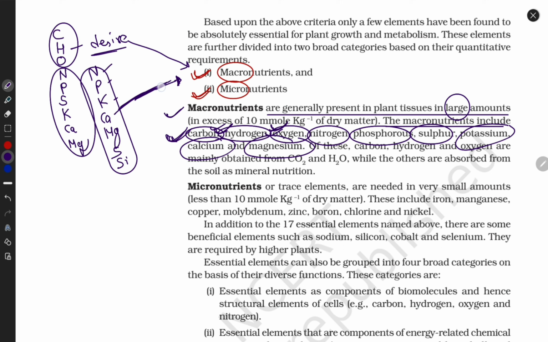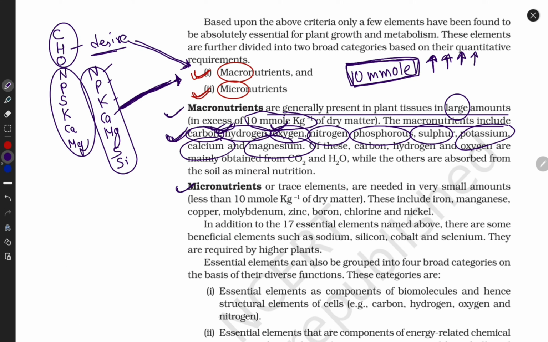So they are macronutrients, guys. They require these minerals mostly in a large amount. This is their parameter, 10 mmol per kg of dry matter. They set the parameter: they need these macronutrients above this range.